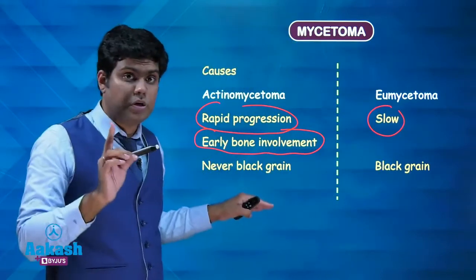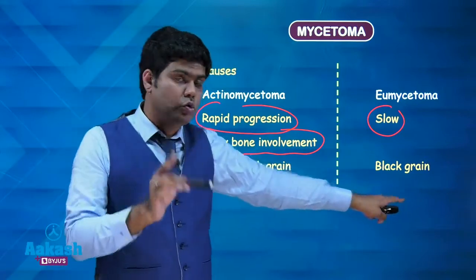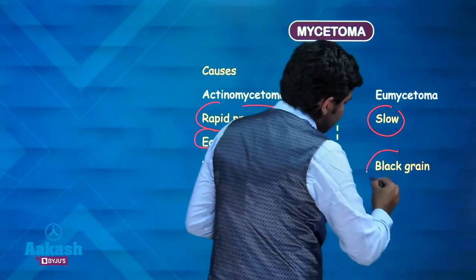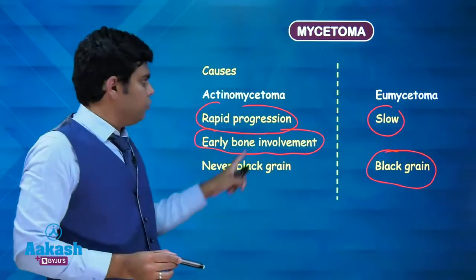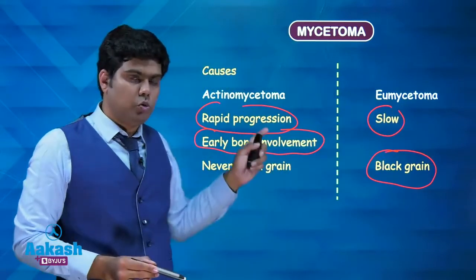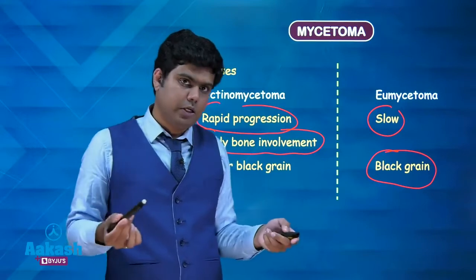But one more important difference, black grain that I have shown you. So black grain, if you see, it is characteristic of eumycetoma, fungal. Black grain you will never see in actinomycetoma. In actino you can see red, yellow, white. Okay.